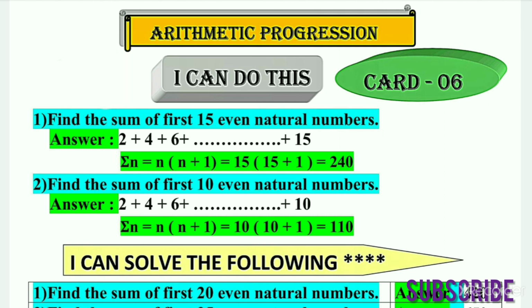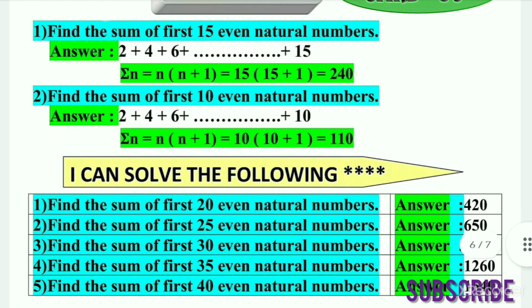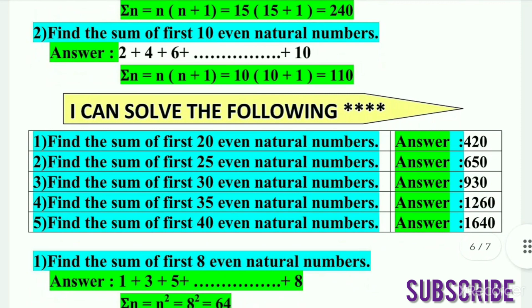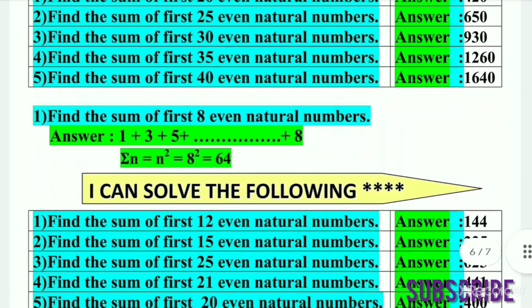Next, same, one more sum. Find the sum of first 10 even natural numbers. That means the same formula n into n plus 1. In that we want to substitute n is equal to 10. Then you will get the answer 110. For this formula also I have given 5 questions to solve. Practice must and should. You have to do the sums.